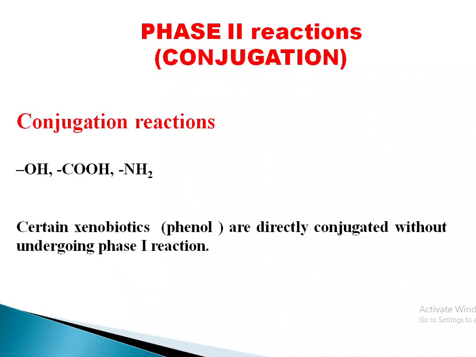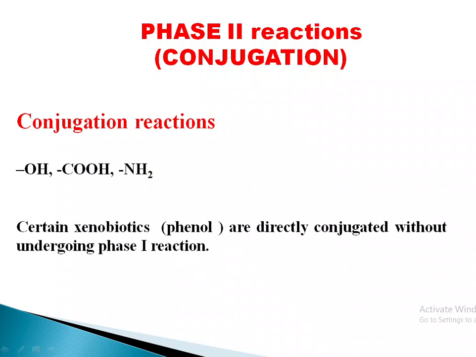A xenobiotic metabolized into polar compound in phase 1 reaction may not be sufficiently polar to be eliminated or excreted from the body. In most occasions, phase 1 intermediates need to undergo further biotransformation reaction. Phase 2 reactions are conjugation reactions. That is, a metabolite molecule normally present in the body is added to the reactive site of phase 1 intermediate or metabolite. However, certain xenobiotics like phenol are directly conjugated without undergoing phase 1 reaction.